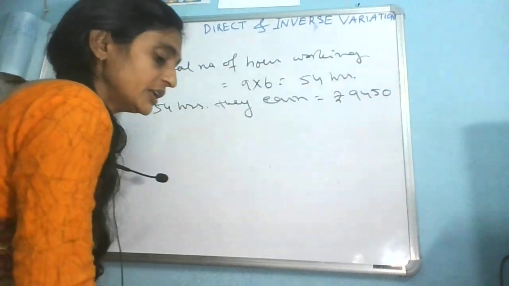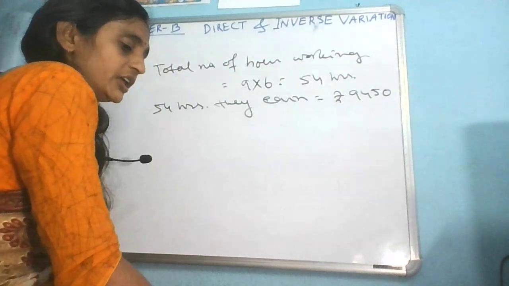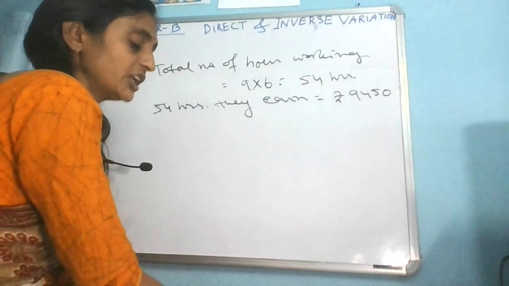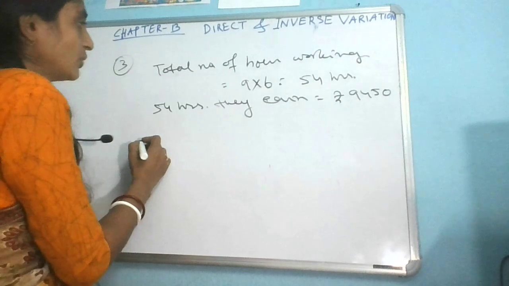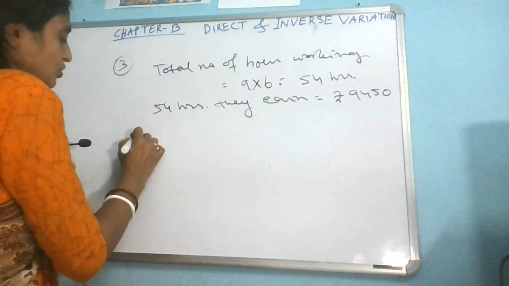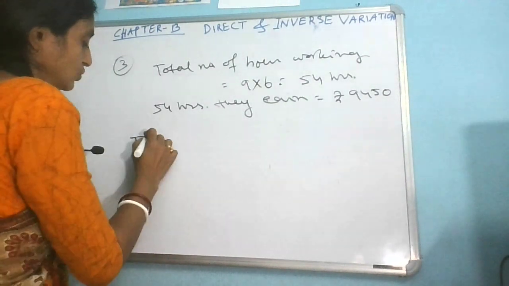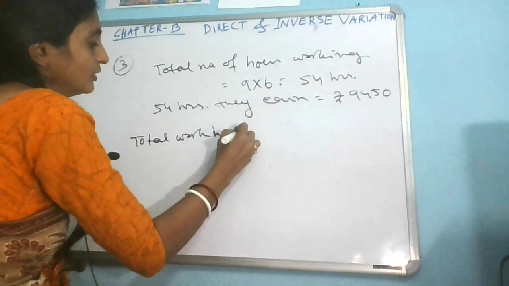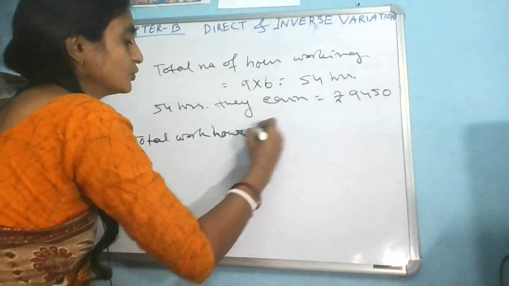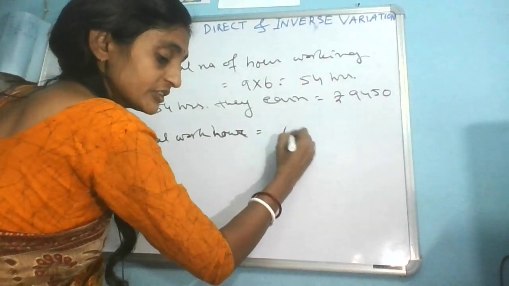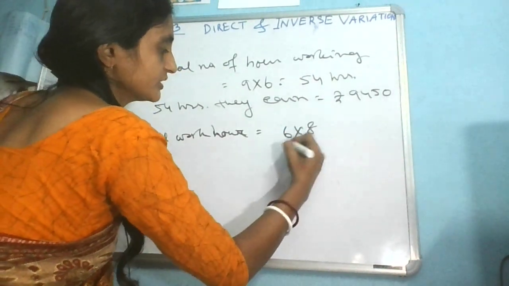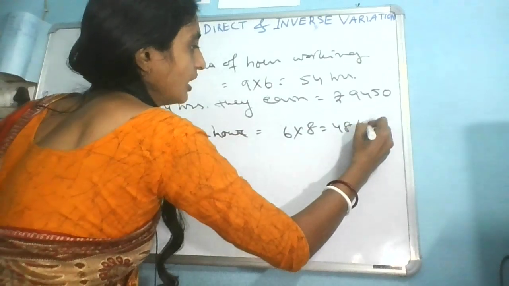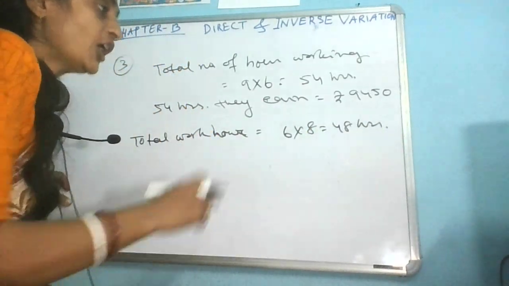9,450. In the next situation it has been given, if 6 men are working 8 hours a day, so what is the total working hour? In the next situation, total working hours is equal to how much? It is given 6 men is working for 8 hours, that is equal to 48 hours. Okay, now how much will they earn?